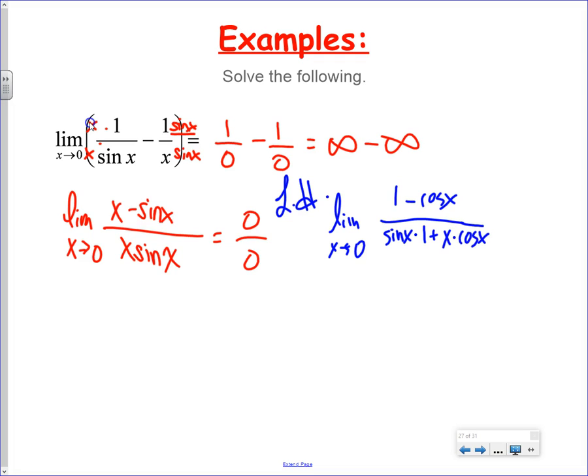Okay, it's time to plug in. Cosine of 0 is 1, so 1 minus 1 is 0. On the bottom, what's sine of 0? 0. What's 0 times cosine of 0, which is 1? That's 0. What does that mean?